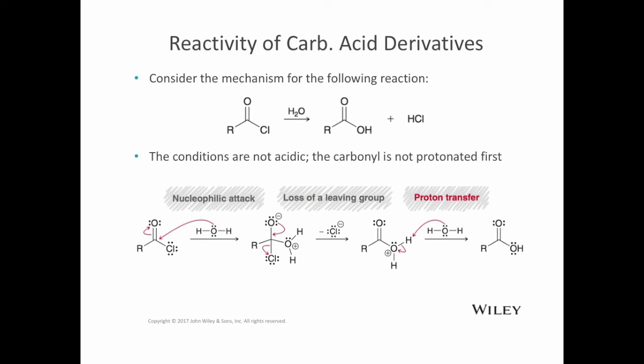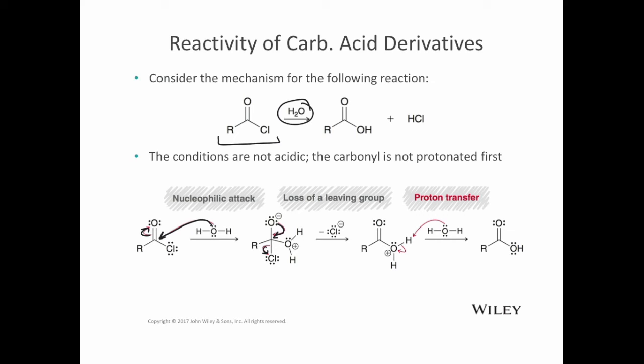So consider the mechanism for the hydrolysis of an acid chloride. In this set of conditions, you have an acid chloride and you're reacting it with water. There's no acid over the arrow, so this is not in acidic conditions. So the first thing you would do is nucleophilic attack, because we're not in acid. The water is going to attack the carbonyl carbon, and then we're going to lose a leaving group. That reforms the carbonyl and kicks off the chloride.